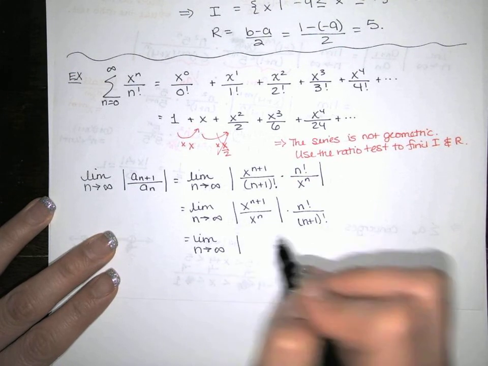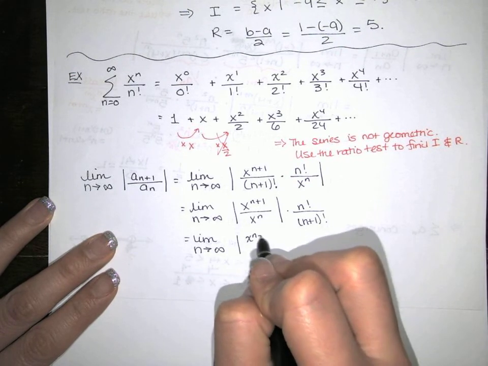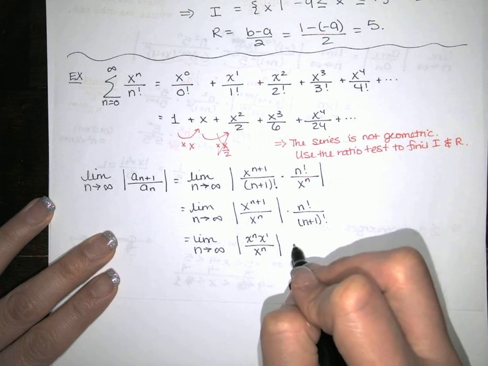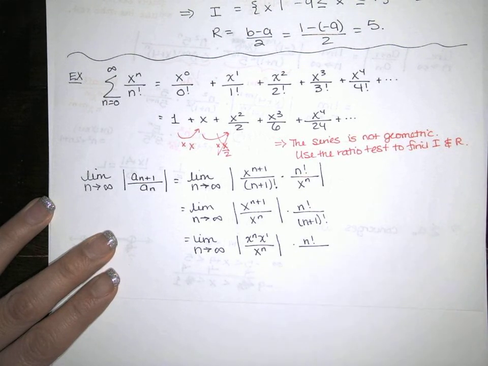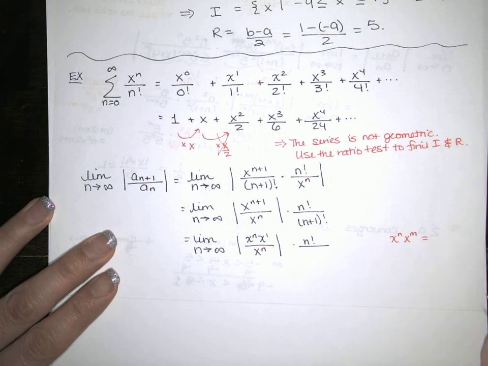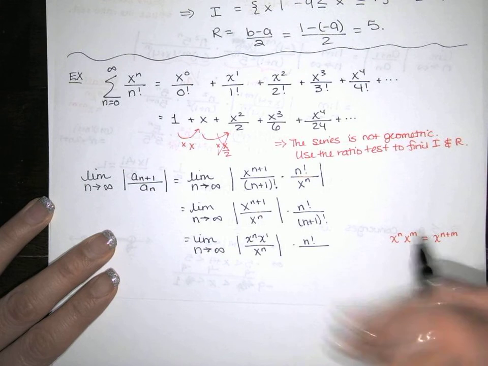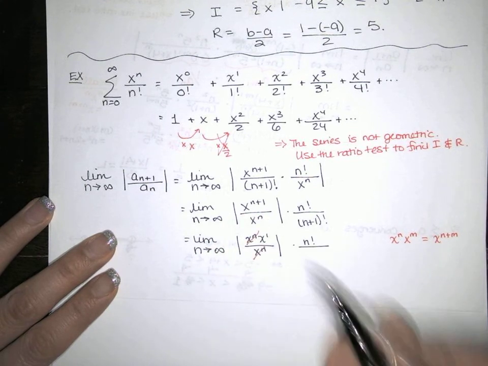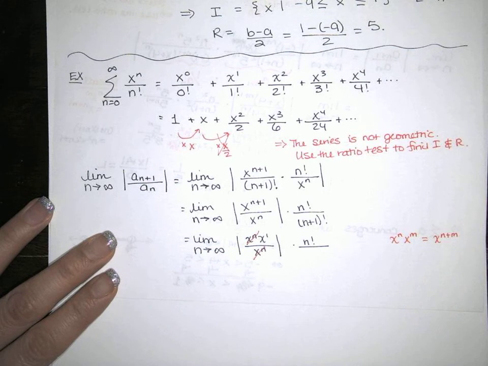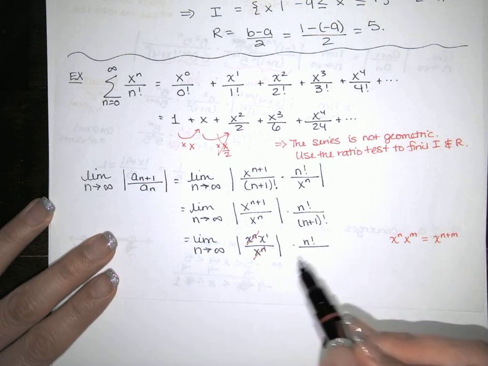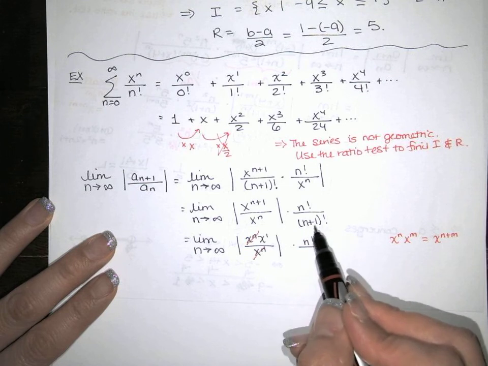So x to the n plus 1 can be rewritten as x to the n times x to the first. And that's because of this rule. If you are multiplying x to some power by x to another power, you add the exponents. We can just do that backwards here. When I see that, I go to that, and that's nice. We do that because we want the x to the n's to reduce. Now with these two, you always want to expand the factorial that has the larger number.